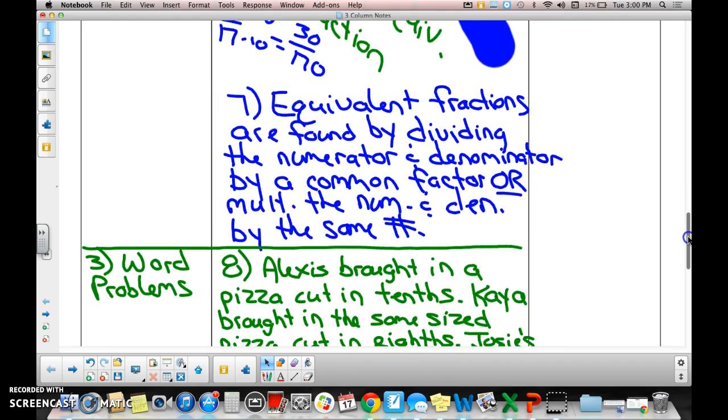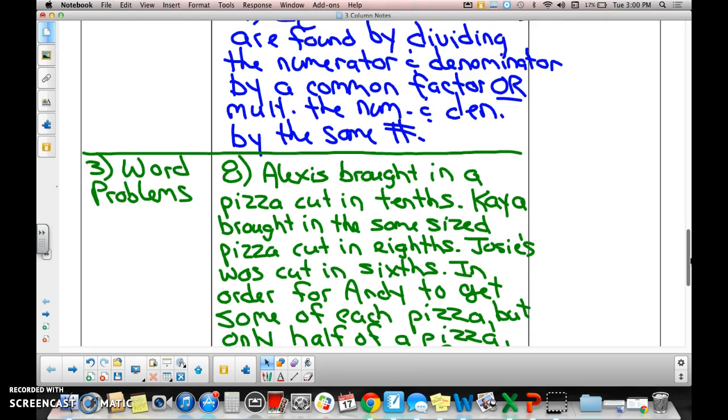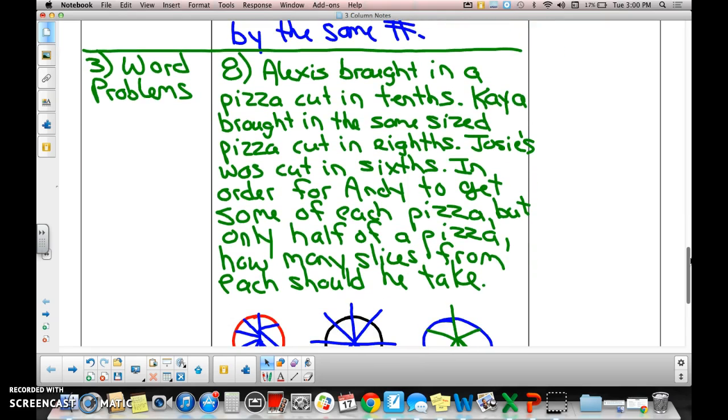The last thing we have is this word problem about pizza. Don't worry about figuring this out. We'll talk about this when we get back together on Monday. I'm not even sure there's a solution to it. Honestly, I'm not sure there's a solution to it, but we can sure give it a whirl again on Monday.